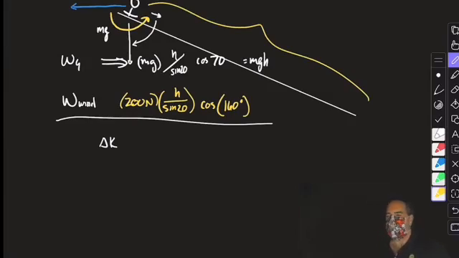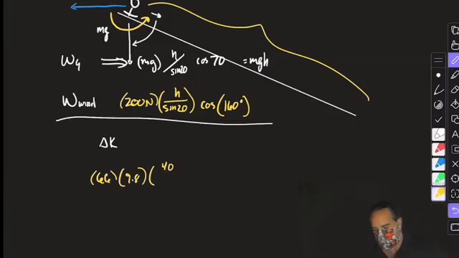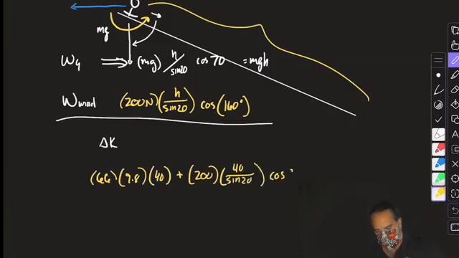There it is. Problem done. You can plug in all the numbers. Would you like to plug in all the numbers? It'd be kind of fun. No, I mean, not fun at all because I don't care. But for me, it's 66 times 9.8 times 40, just 40, plus 200 times 40 over sine 20 times the cosine of 160 degrees equals 1/2 mv squared minus 0.